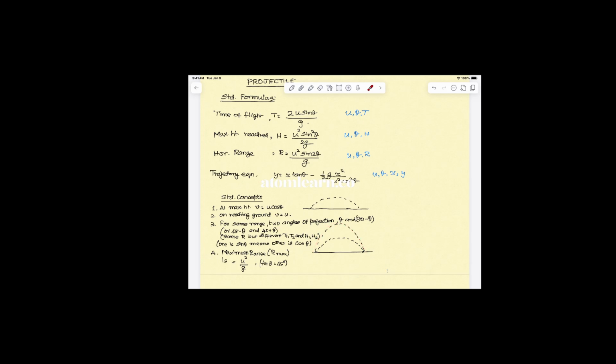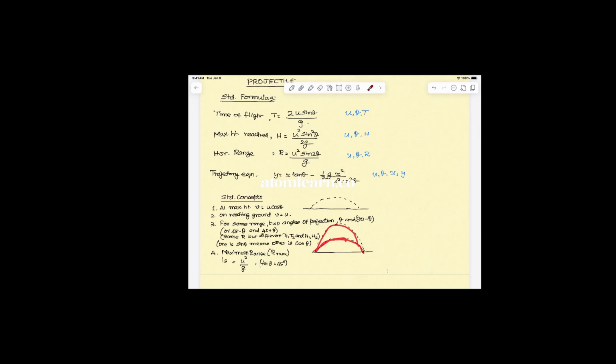For example, a 30 degree projection is going to be like this, and a 60 degree projection is going to be like this. The time of flight also depends on sine theta. Therefore, sine 30 will be smaller, whereas sine 60 will be larger. The time of flight for the 60 degree projection is given by its angle theta of 60 degrees. Therefore, sine 60 will be more than sine 30, and so time of flight T2 for 60 will be more than T1.